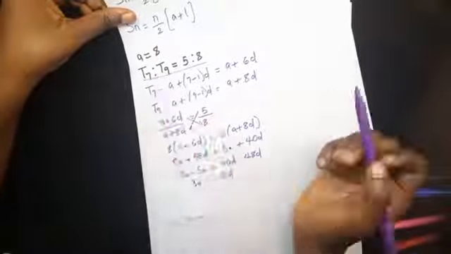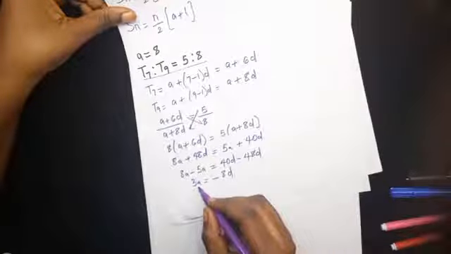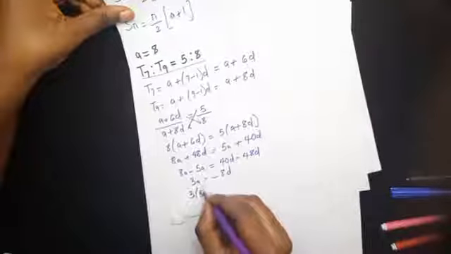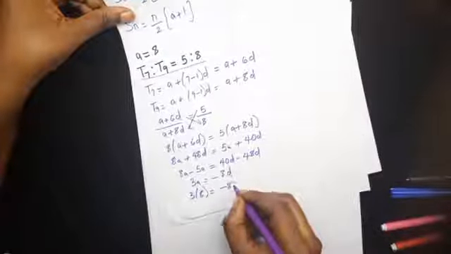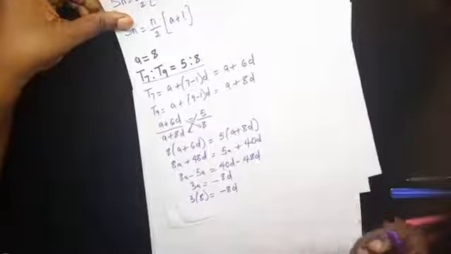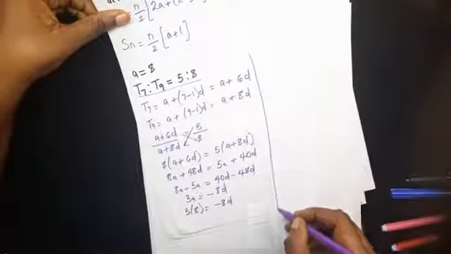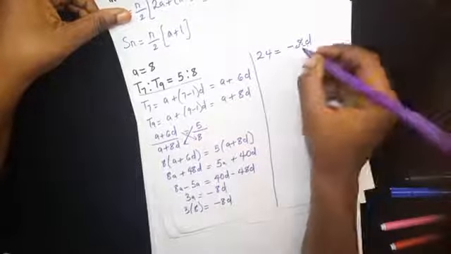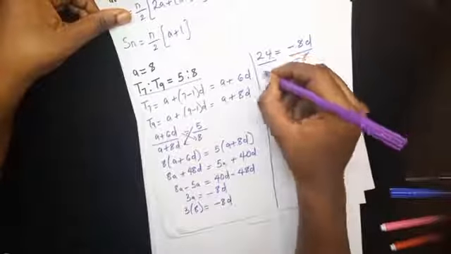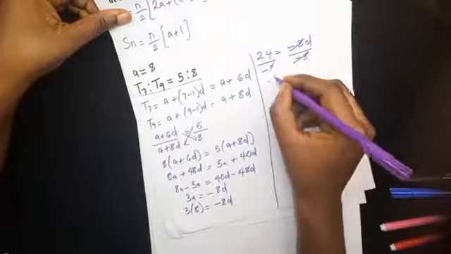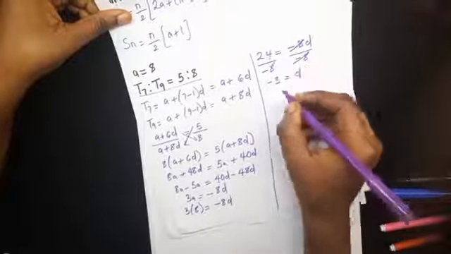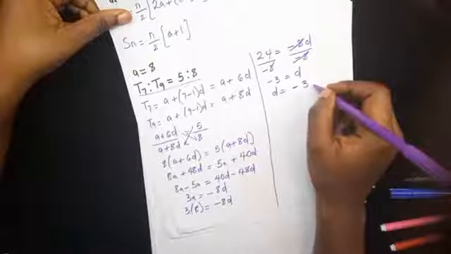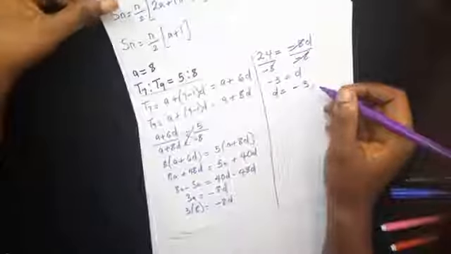Remember, we've been given a from the question, a equals 8. So I can substitute for a in this particular equation, which gives me 3 into 8 equals -8d. 3 into 8 gives me 24 equals -8d, which when I divide both sides by -8, d equals 24 divided by -8, d equals -3. So there you have it, the common difference of this arithmetic progression.